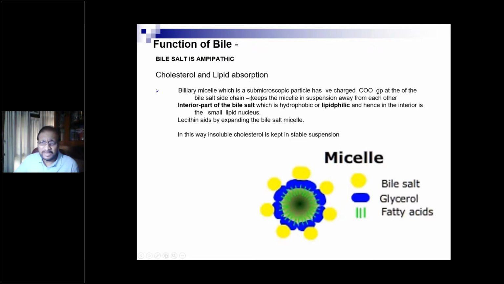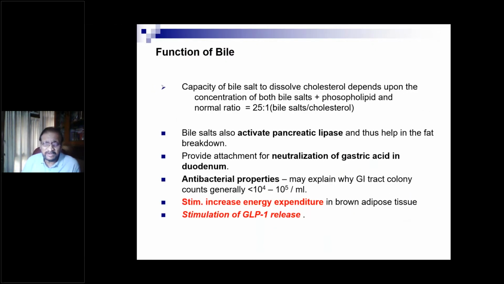So the interior part of the bile salt is lipophilic. It basically houses, in the interior, a small lipid nucleus of glycerol and fatty acid. And lecithin expanded this bile salt micelle, and they keep separate and are in suspension. That is how they keep the fat in suspension, helping in the digestion of the fat.